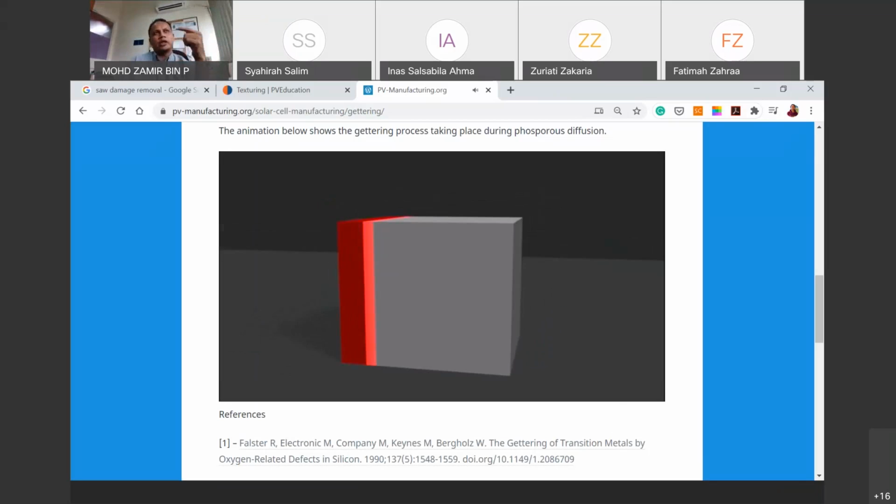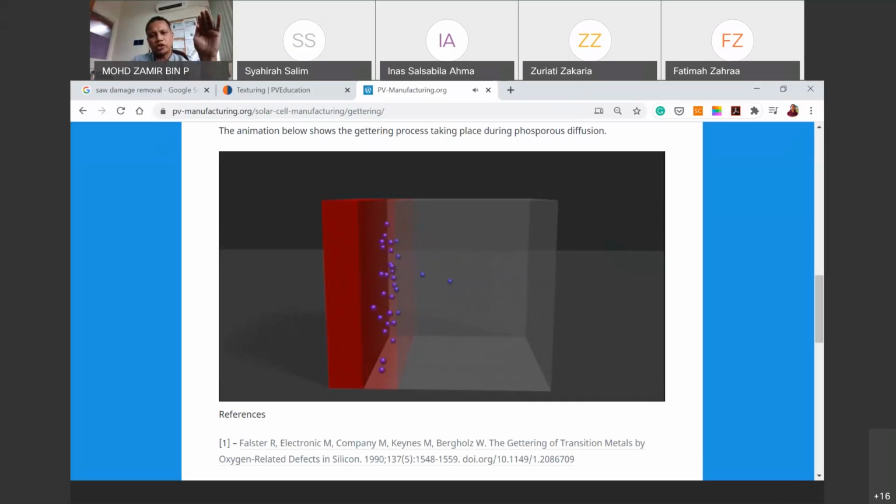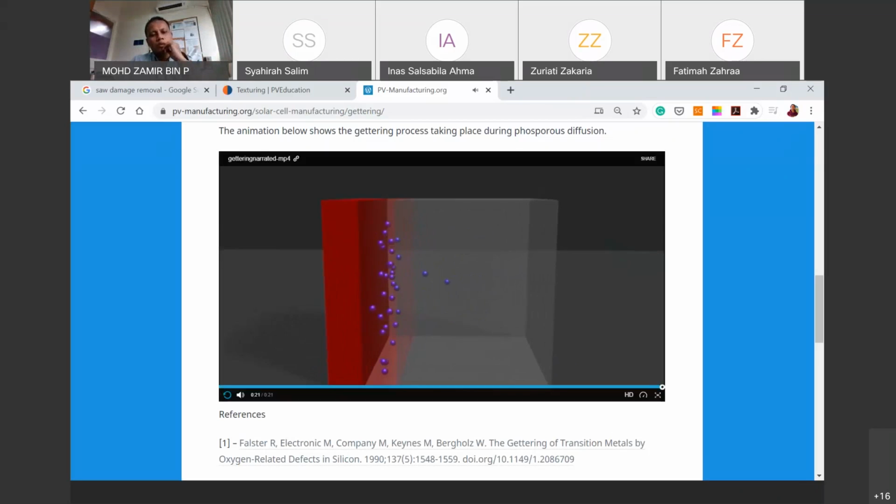And then we will see later on, after we do the diffusion process, we form phosphosilicate glass or PSG. Then we remove the PSG by dipping the wafer into HF solution. Then the whole impurity will be gone with the PSG layer. Okay, so this is how gathering looks like in a brief animation. You can see later on.